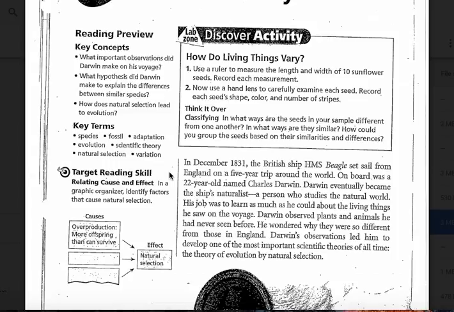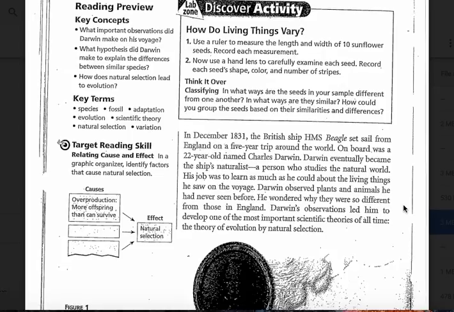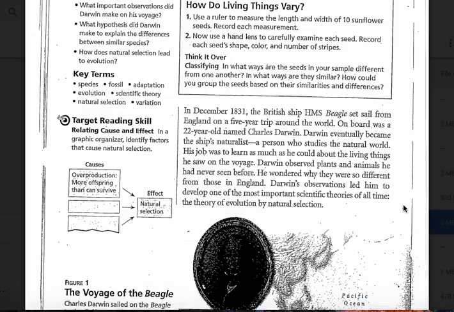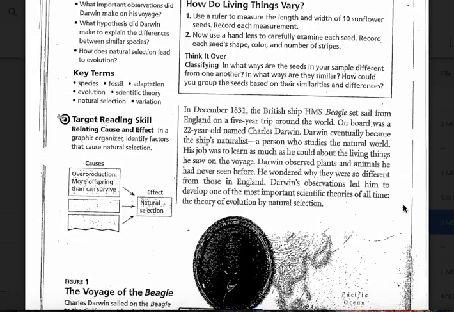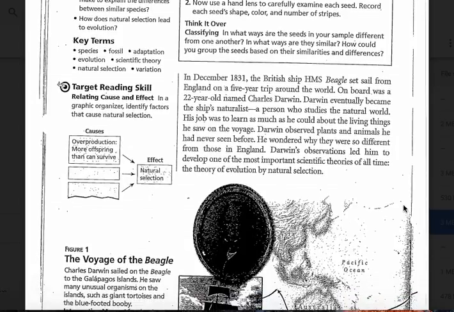In December 1831, the British ship HMS Beagle set sail from England on a 5-year trip around the world. On board was a 22-year-old named Charles Darwin. Darwin eventually became the ship's naturalist, a person who studies the natural world. His job was to learn as much as he could about the living things he saw on the voyage.